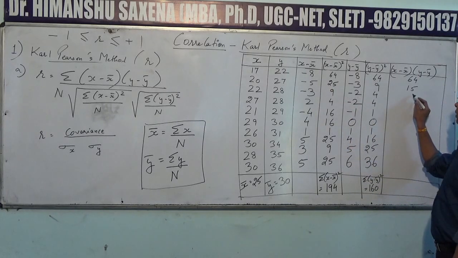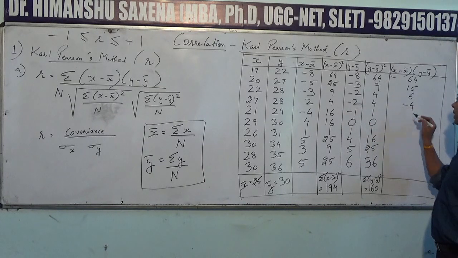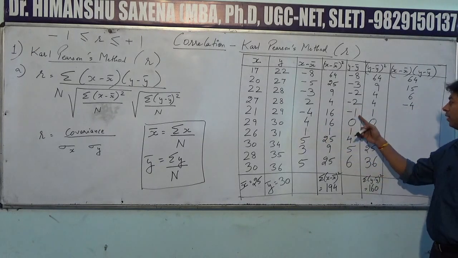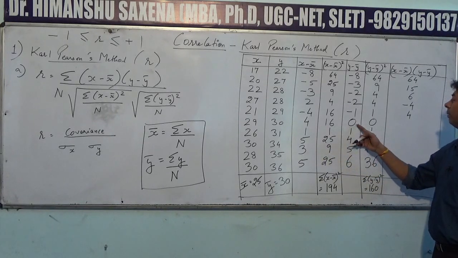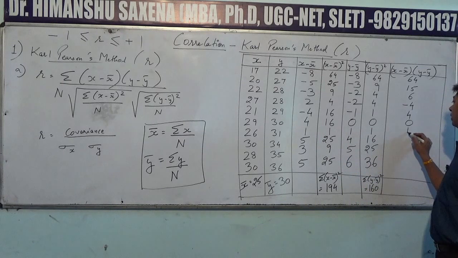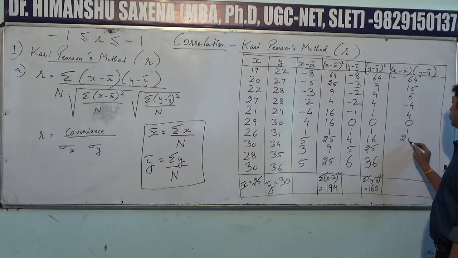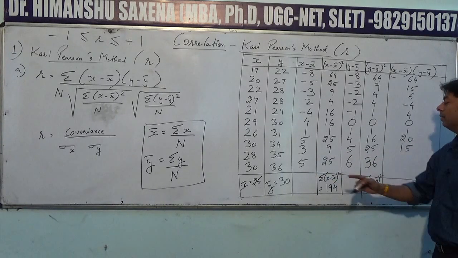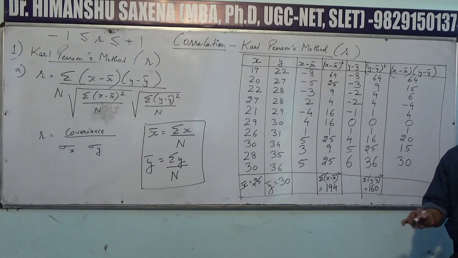Minus 3 multiplied by minus 2 will be 6. 2 into minus 2 will be minus 4. Minus 4 into minus 1 will be 4. 4 multiplied by 0 will be 0. 1 into 1 is 1. 5 into 4 is 20. 3 into 5 is 15. And 5 multiplied by 6 will be equal to 30.